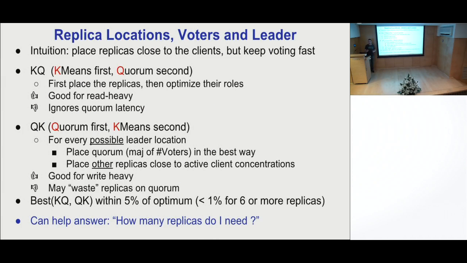Okay, the last optimization tier is how do you decide on the replica locations? The intuition is that you want the replicas close to the clients, and at the same time, you want the voting to be fast. To do that, we use a variant of, so this is basically a facility location problem, k-means, or weighted k-means.